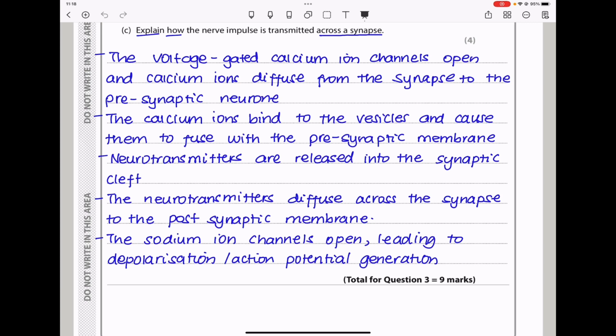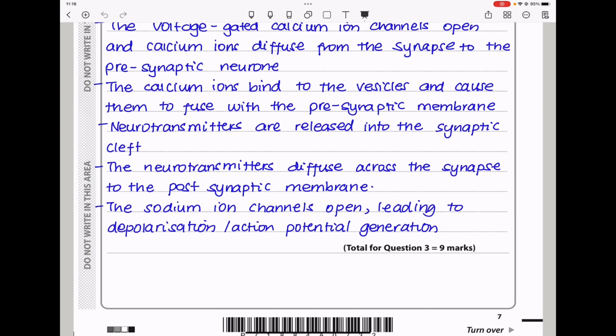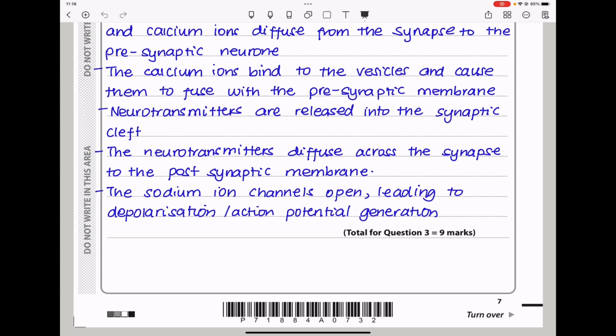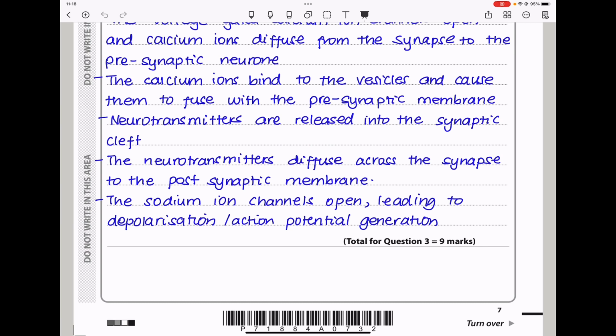Here, neurotransmitters are going to be released into the synaptic cleft, and then the neurotransmitters are going to diffuse across the synapse to the postsynaptic membrane. Then the sodium ion channels will open, leading to depolarization or generation of an action potential. So this brings us to the end of question 3. Let's continue to question 4.